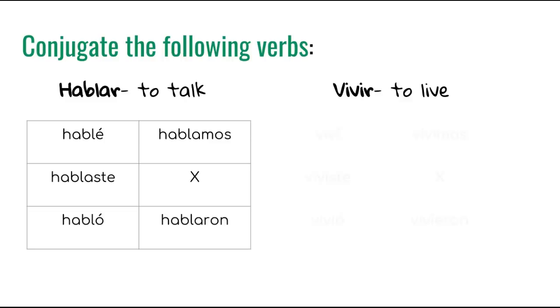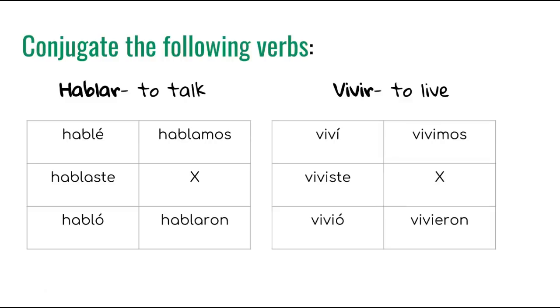Moving on to vivir, did you get viví with an accent on the I, viviste, vivió with an accent on the O, vivimos and vivieron? If you did, you just conjugated an ER and IR verb in the preterite tense.